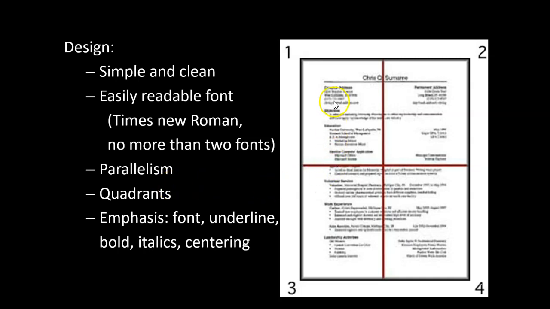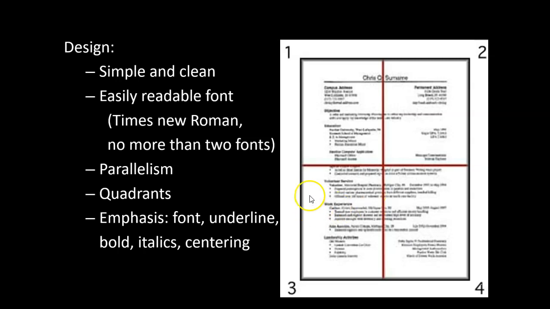Parallelism means that each of the sections of the resume should be organized in the same way, and all the items within that section need to be parallel, meaning grammatically parallel. So if you have a list of skills, they should either all be nouns or all be adjectives or all be phrases, right? Make sure that somebody can easily move through it by making the different components parallel to one another.